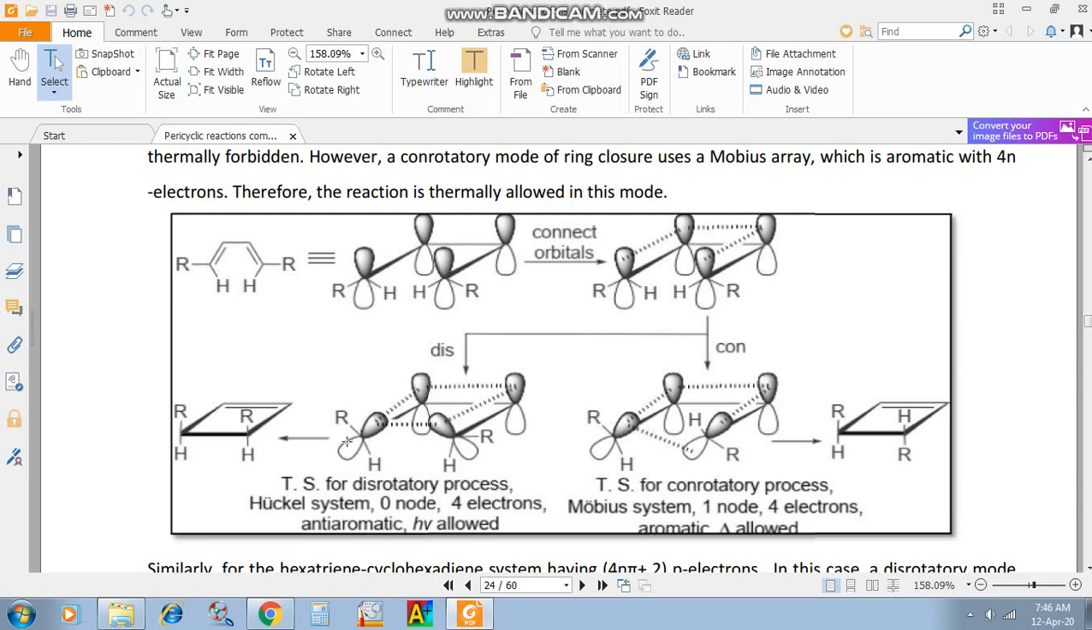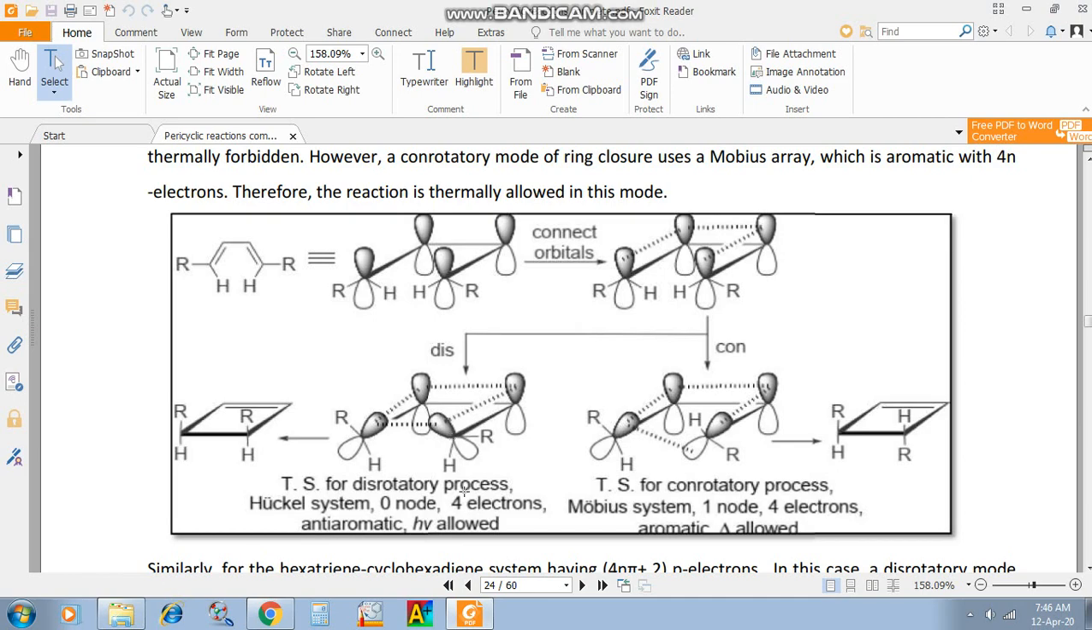When you are going for the disrotatory process, what happens? These orbitals are overlapping. When the rotation takes place, this orbital is rotating this side, and this orbital is considered to be rotating to the left hand side, that is the counterclockwise direction. This orbital is rotated in the clockwise direction. You can see that all of them are shaded lobes, which means that there is no node. When a 4n system does not have any node, it is Mobius anti-aromatic. So it should be a photochemically allowed reaction. It's a photochemical reaction. It's very simple.